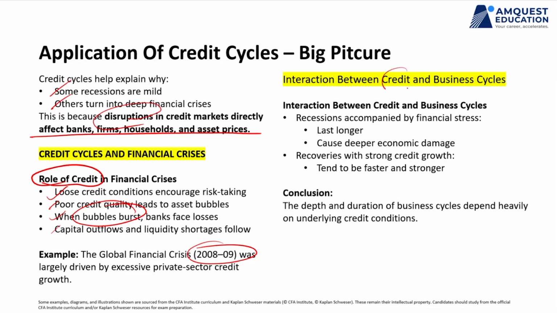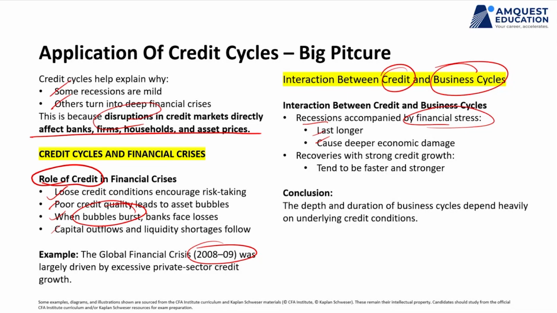Interaction between credit and business cycles, obviously. The two cycles, credit cycles and business cycles, are interconnected. Okay. Recessions are normally accompanied by financial stress. Clear? If there is a credit stress, if there's a financial stress in the economy, then a recession is bound to happen, and that will also last much longer, right? See, if a credit cycle leads to a recession, then that cycle needs to be broken. That takes a much longer time.